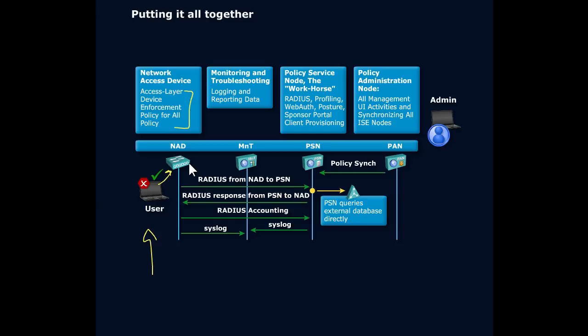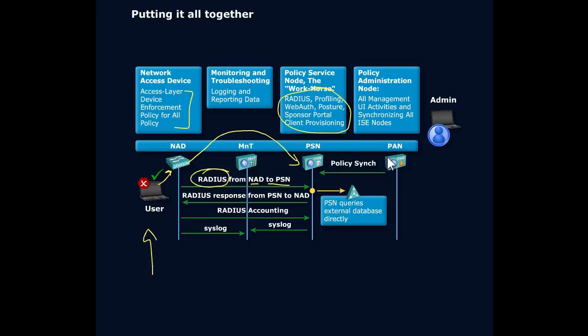But the way it gets that set of instructions is by contacting the policy service node. So it can do that itself, or more likely it'll do that through a wireless LAN controller. But this is going to be a Radius access from the network access device to the policy service node. Policy service node performing Radius profiling, web authentication, posturing, sponsoring our portal, client provisioning. All of these elements are being done here. A ton of work, lots of processing.